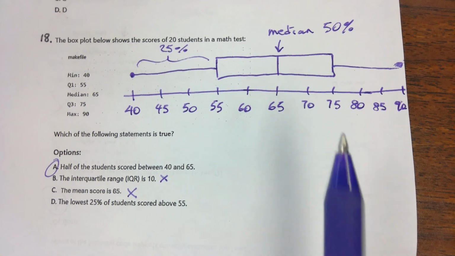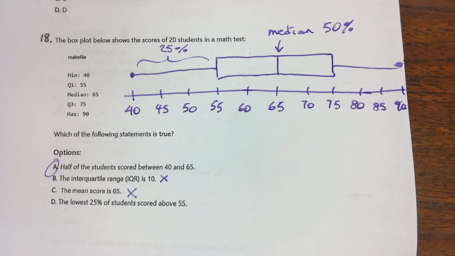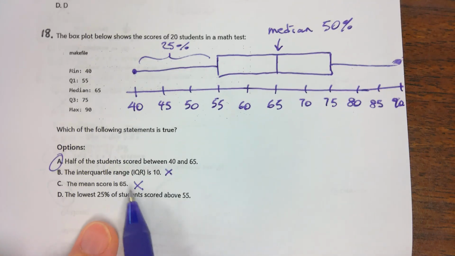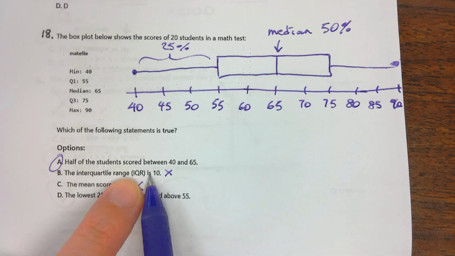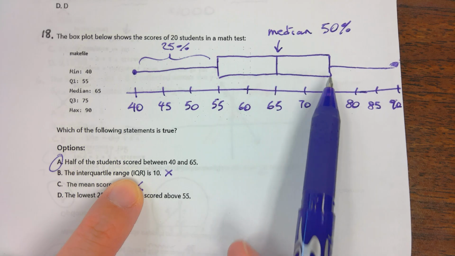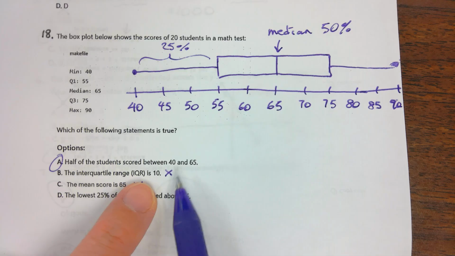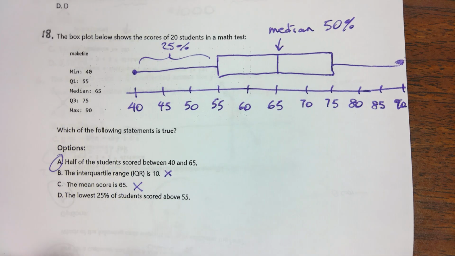Does a box plot tell you about the average? No. It tells you about the median. So not this. IQR is Q3 minus Q1. So 75 minus 55 is 20, not 10. So not that, not that.